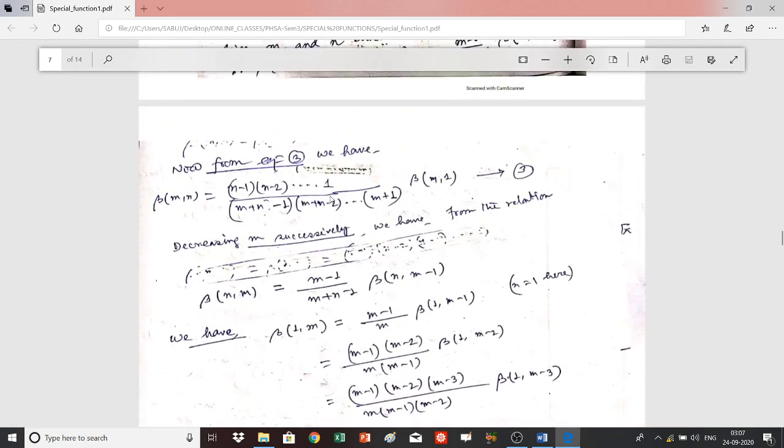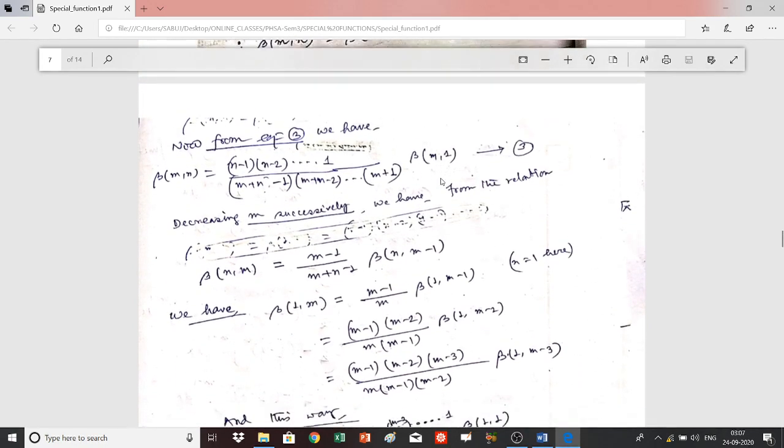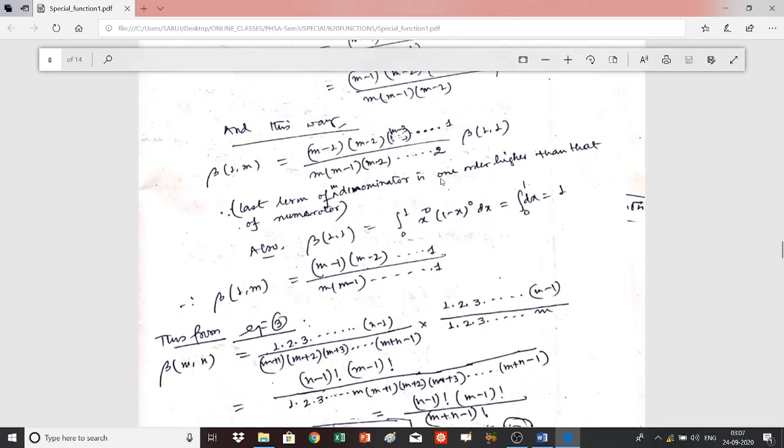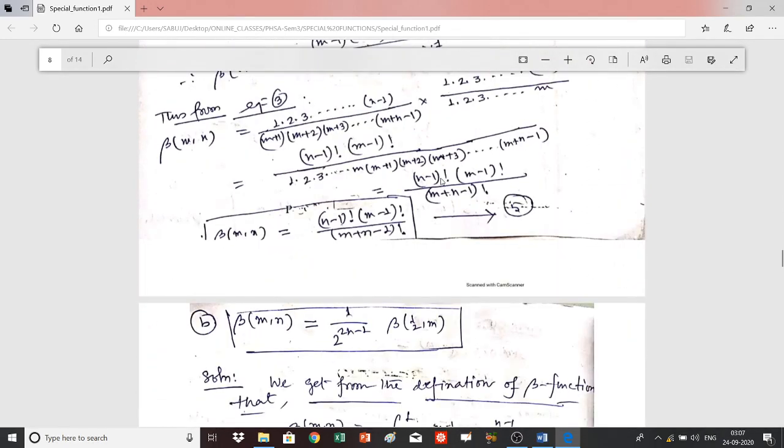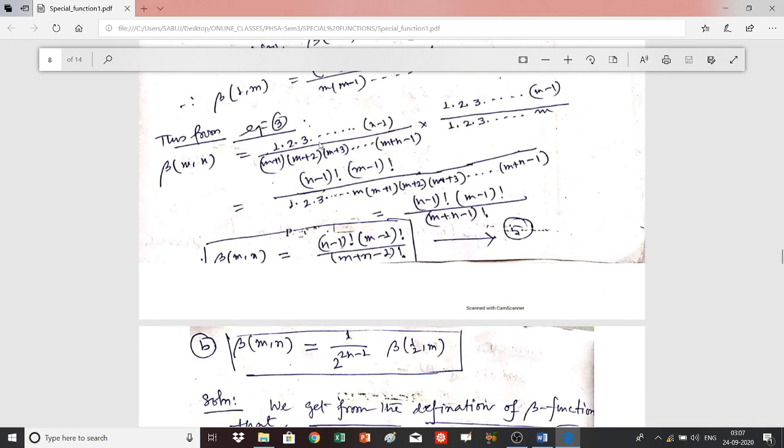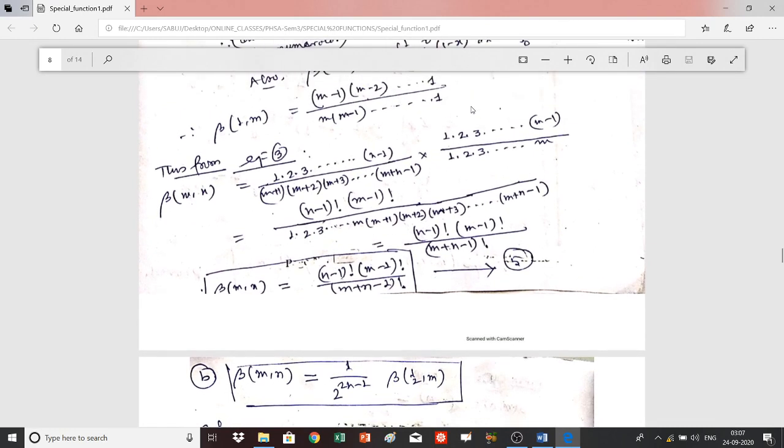So first write all these things, and then beta m1. Here, beta mn is equal to these by these, and then 1 2 3 up to m minus 1, into 1 2 3 up to m. It is so because the first series started from 1 and ended at m, and in this series it starts at 1 and ends at m minus 1. So that is written here.